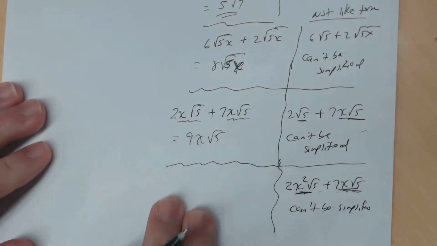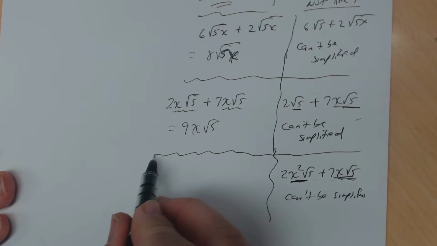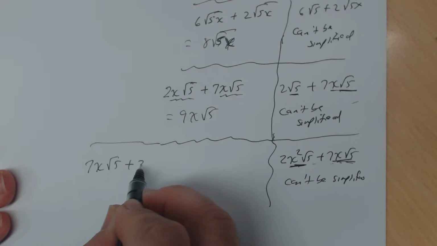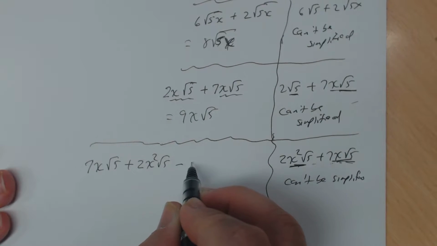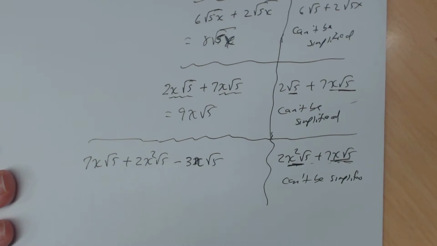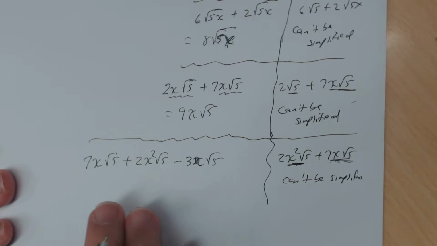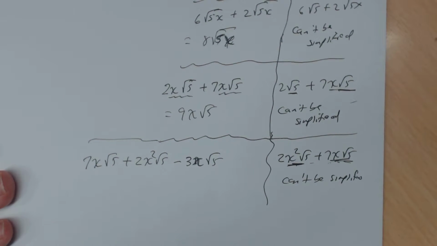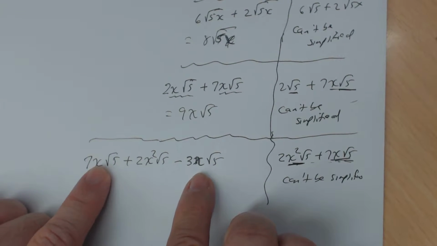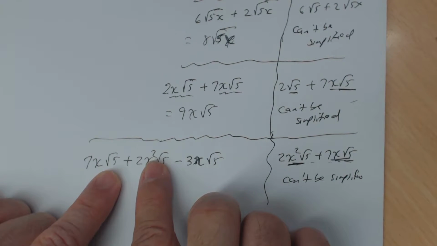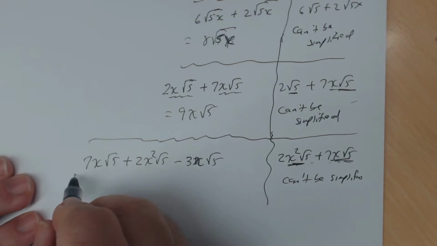All right. Now let's do this. Suppose I had 7x square root of 5 plus 2x squared square root of 5 minus 3x square root of 5. So I have three terms. Now I need for you to determine if they're all alike, if some are alike. All right, so if you said they're not all alike, that's true. All these three terms are not like terms, but two of them are alike, and it's these two right here. Because this term has x square root of 5, this term has x square root of 5, whereas this term has an x squared. So these are the only two I can combine.